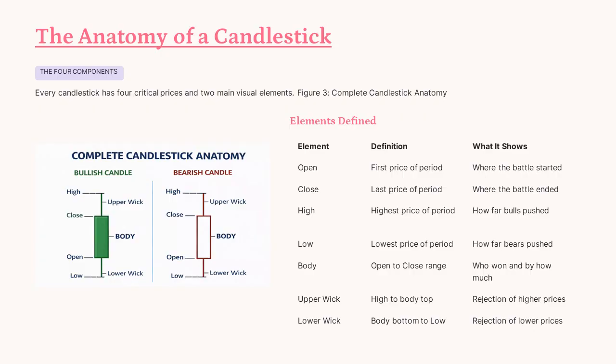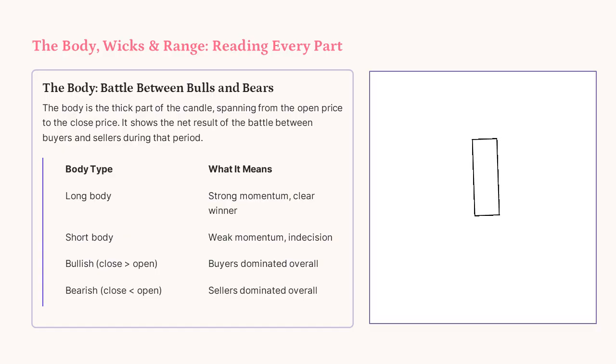The open is the first price of the period, where the battle started. The close is the last price of the period, where the battle ended. The high is the highest price reached, how far bulls pushed. The low is the lowest price reached, how far bears pushed. Together, these four prices and two visual elements tell a complete story of the battle between buyers and sellers during that period. Now, let's dive deeper into the most visible part of the candle, the body.